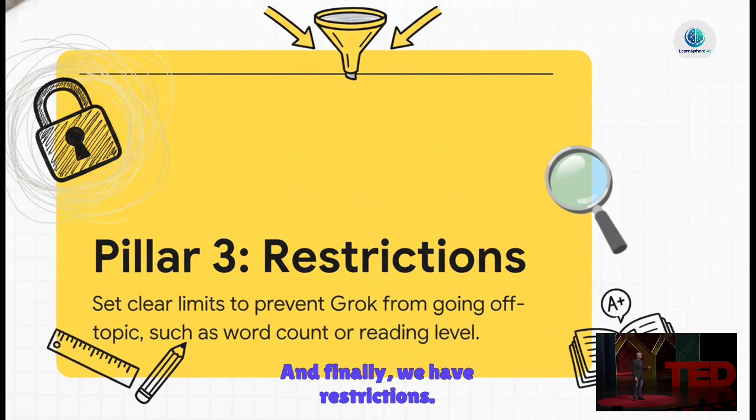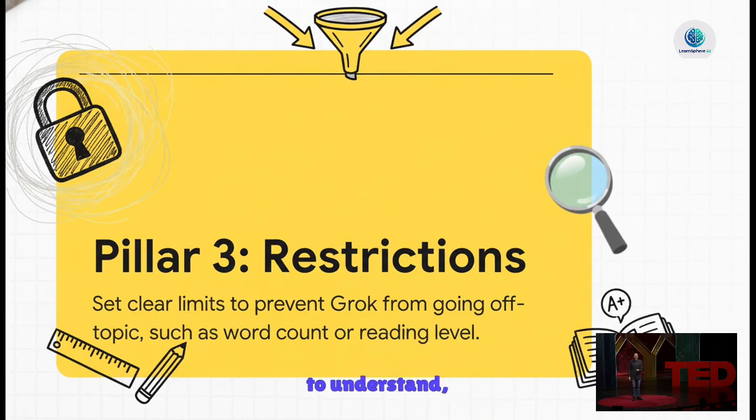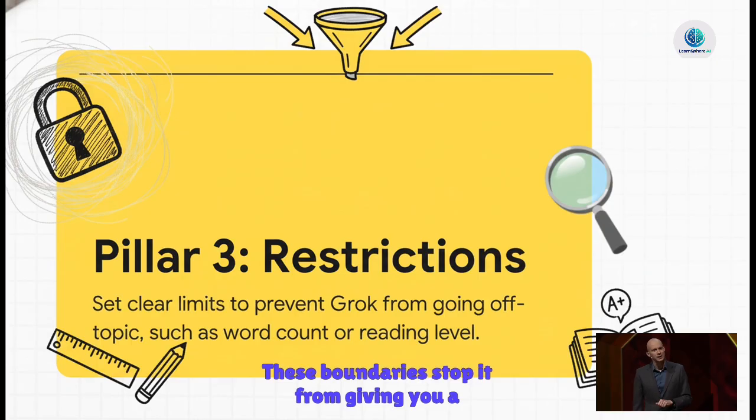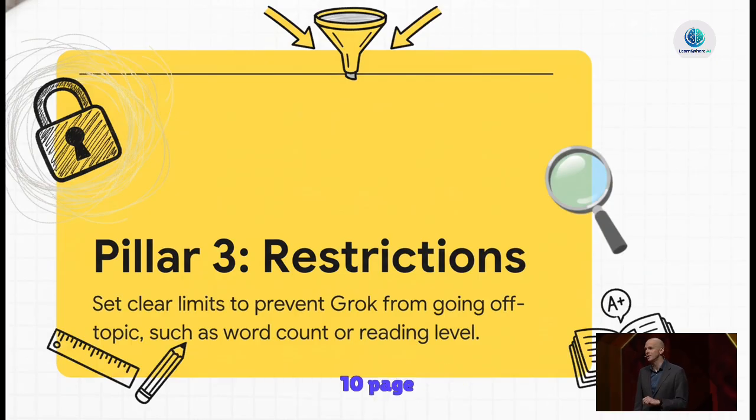And finally, we have restrictions. This is so crucial for keeping Grok focused. If you need a quick, concise summary, give it a word count. If you need it to be super easy to understand, specify the reading level. These boundaries stop it from giving you a 10-page essay when all you really needed was a single paragraph.